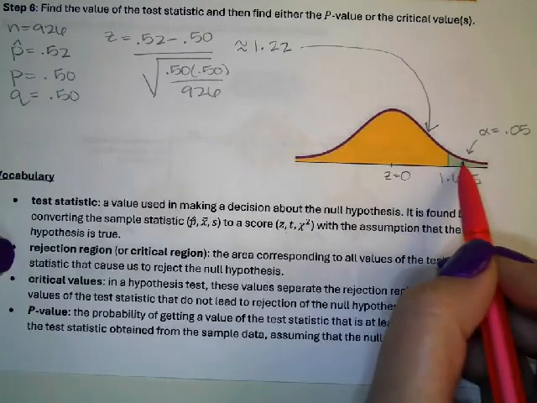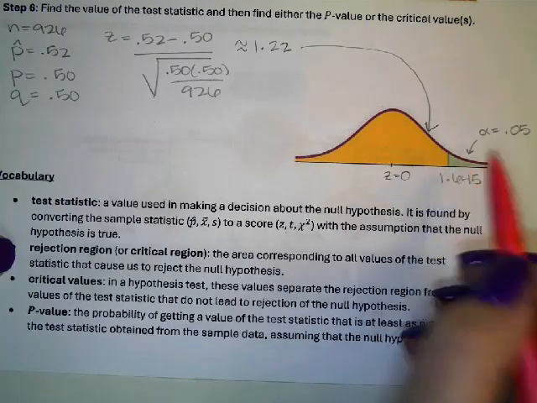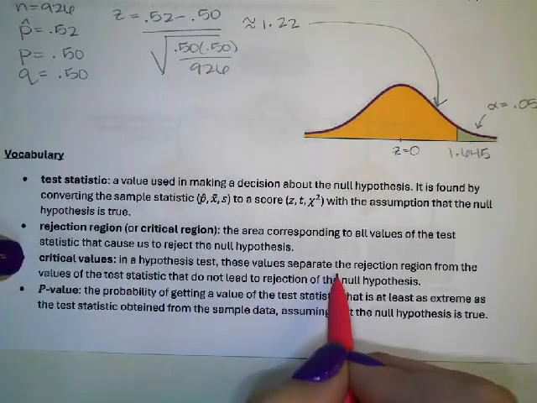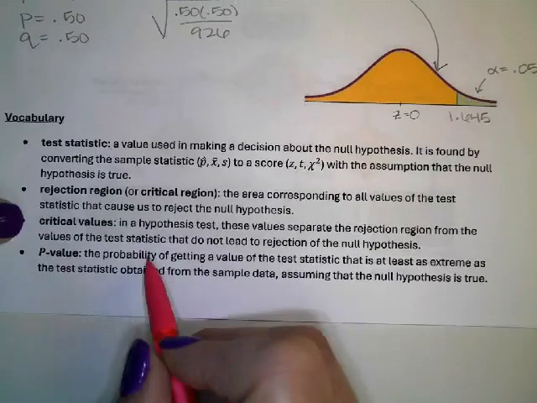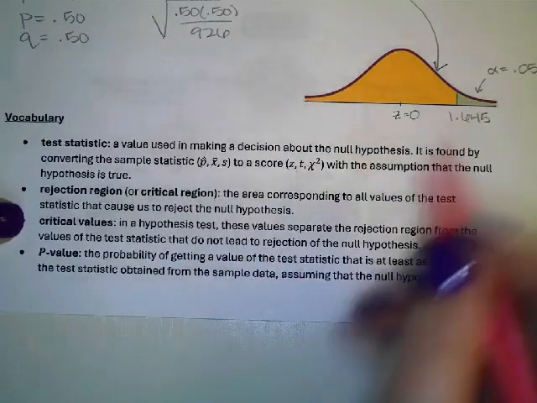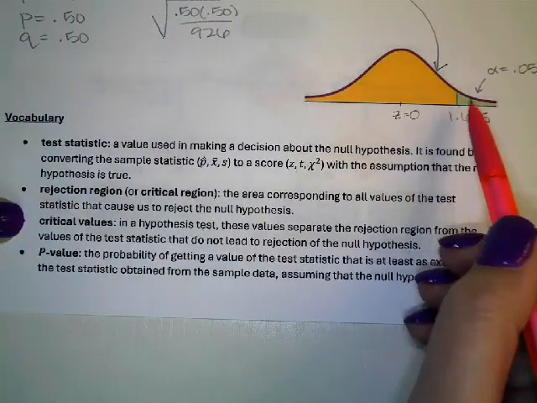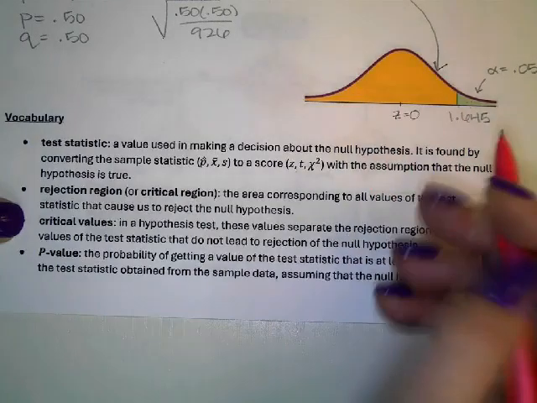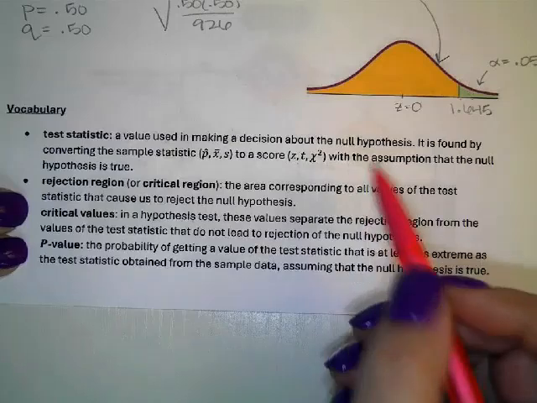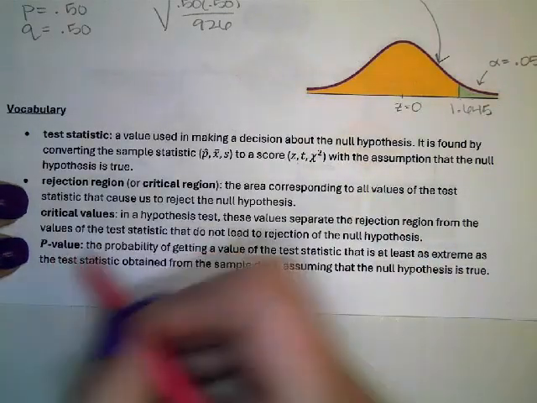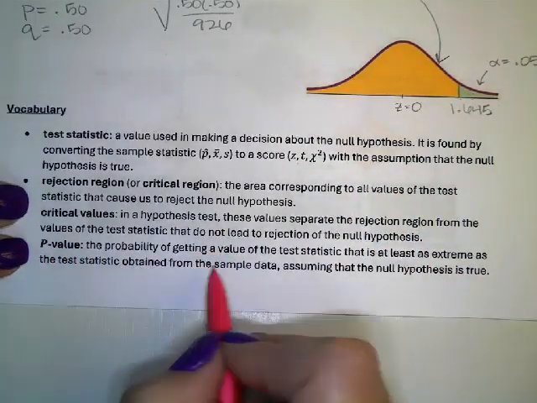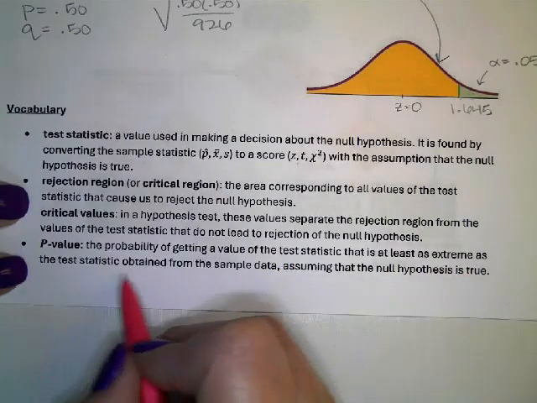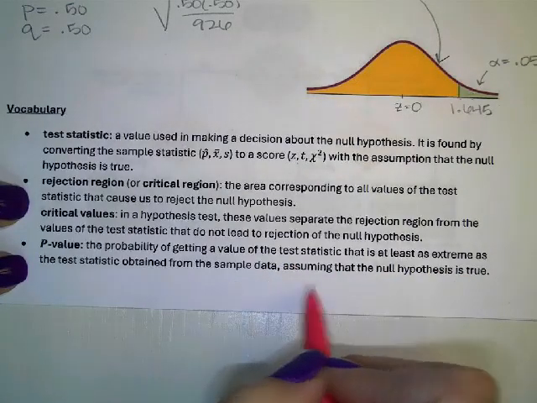The critical value, in a hypothesis test, separates the rejection region from the values of the test statistic that do not lead to rejection. So this is the critical value. It separates the rejection region from the region where we would not reject the null hypothesis. And then the p-value, which we haven't calculated yet, is the probability of getting a value of the test statistic that is at least as extreme as the test statistic obtained from the sample data, assuming that the null hypothesis is true. We'll get to that in a second.